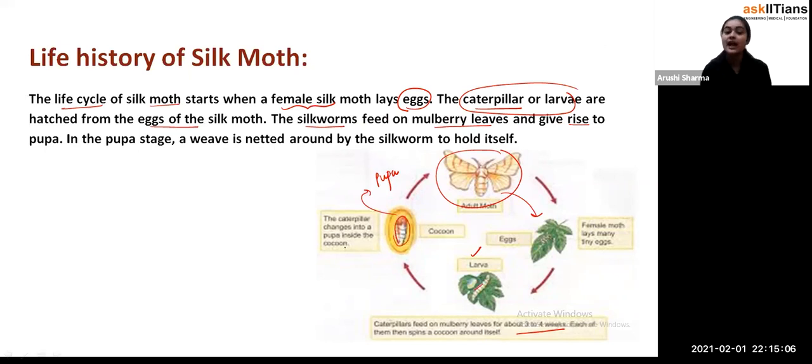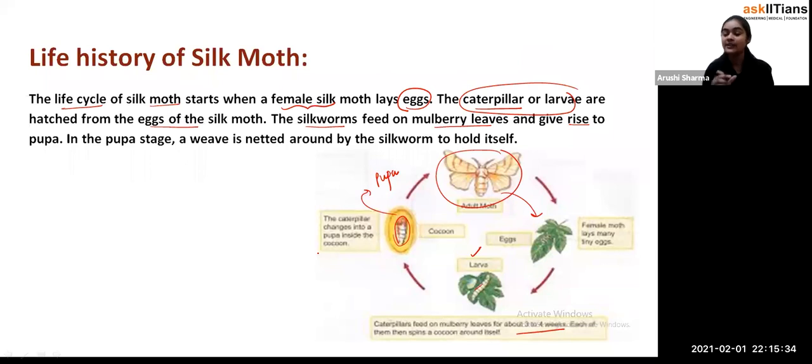This is the pupa, and they weave a netted kind of structure around themselves, and that is called the cocoon. And when the pupa has developed, it converts into the silk moth and comes out from that net-like structure, and the thread part is left behind, and there is the silk moth again. The silk moth again lays the eggs and again the process repeats. So this is the life cycle, or you can say the life tree, of the silk moth.